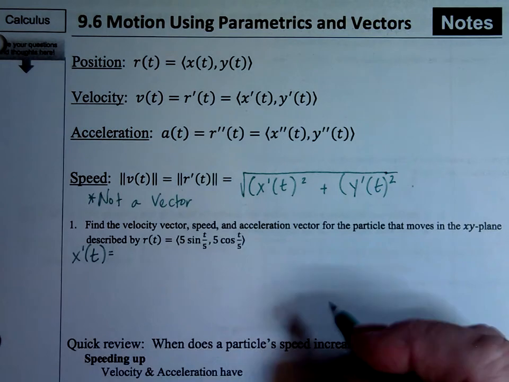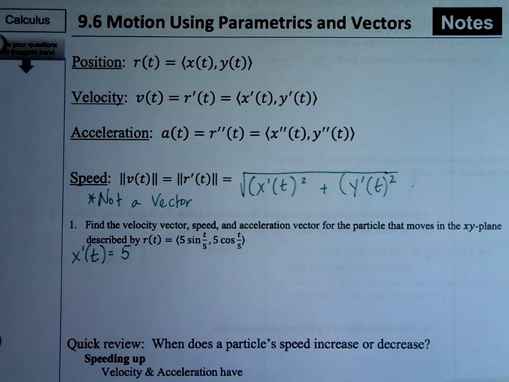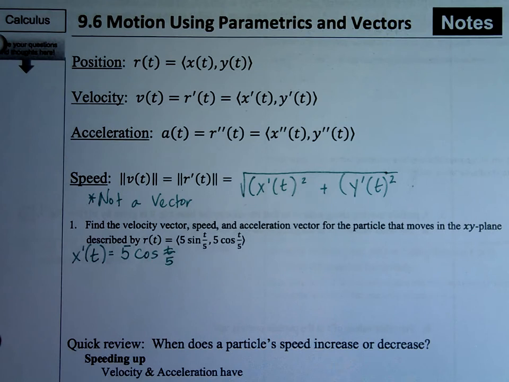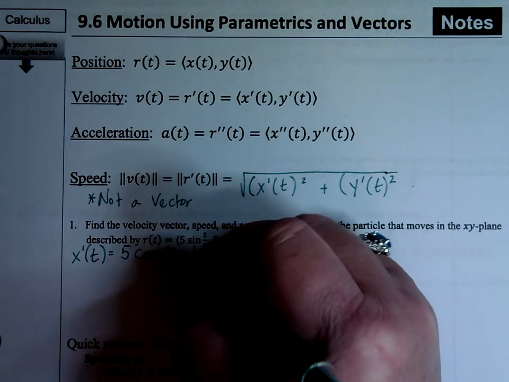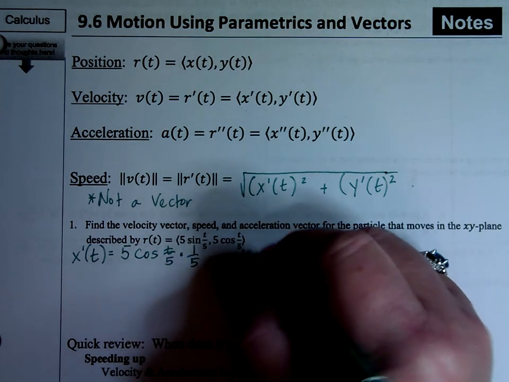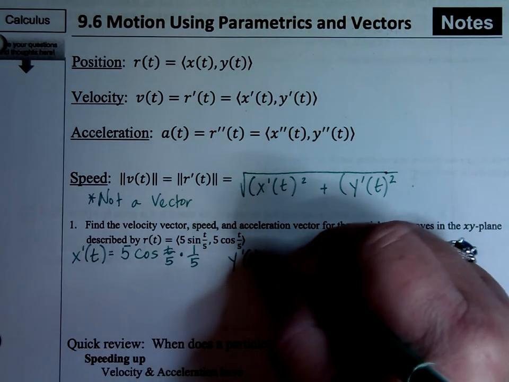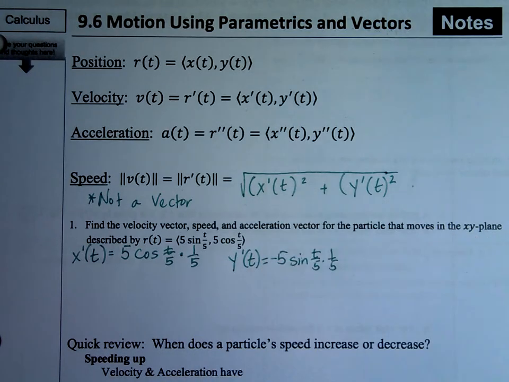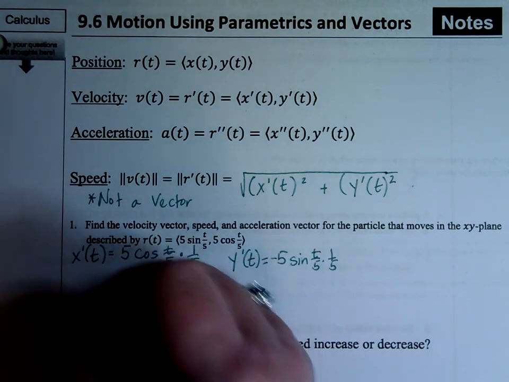So here we go. It's going to be 5, the coefficient. Derivative of sine is cosine of the same angle, and it is then times the derivative of the angle. Well, the derivative of t over 5 is 1/5. So there's your x component. Let's go to the y component. Well, the derivative of cosine is negative sine, so that's going to make this a negative 5 sine of t over 5 times 1/5.